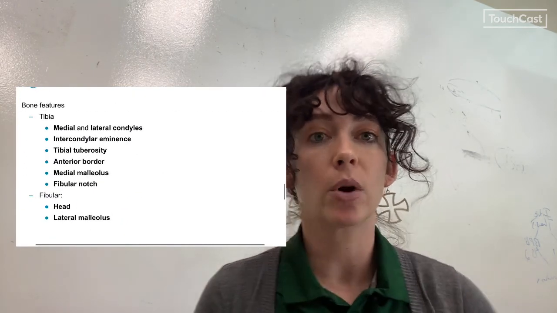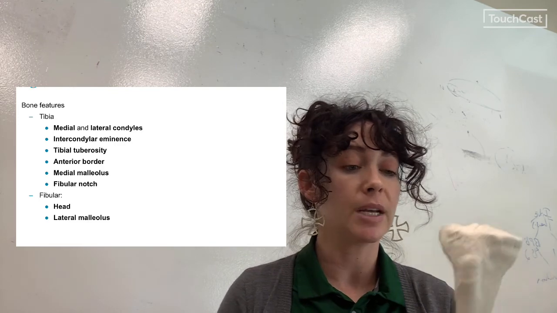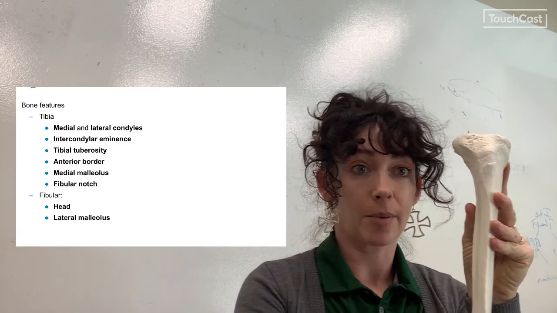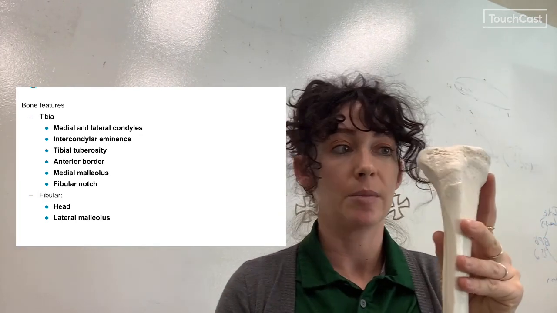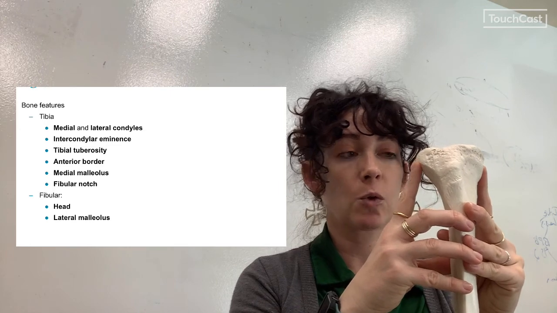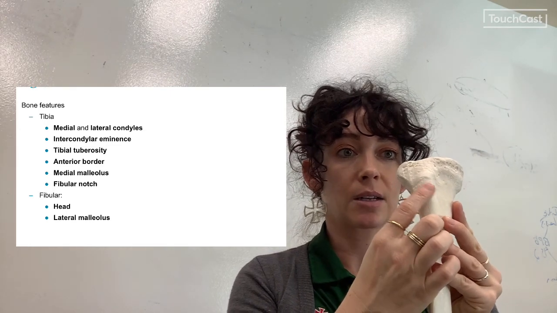Okay, so some important things on our tibia are the medial and lateral condyles. We had condyles and epicondyles in our femur, and we have them on our tibia as well. So medial condyle, lateral condyle. Okay, the tibial tuberosity is this guy right here on the front.